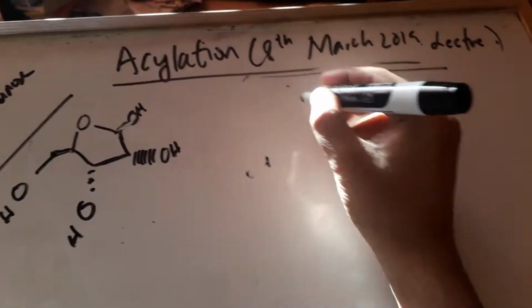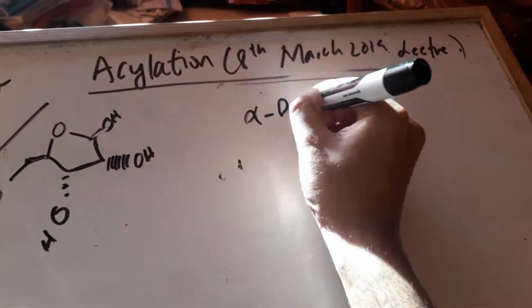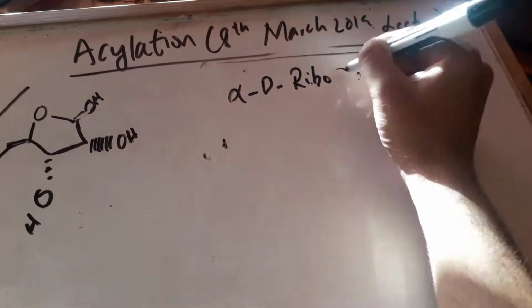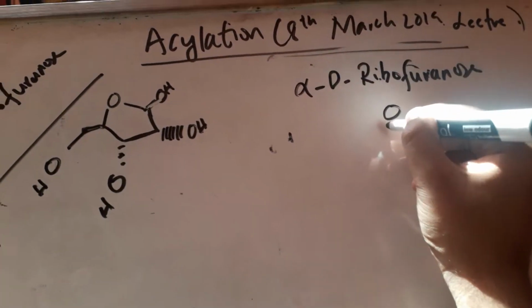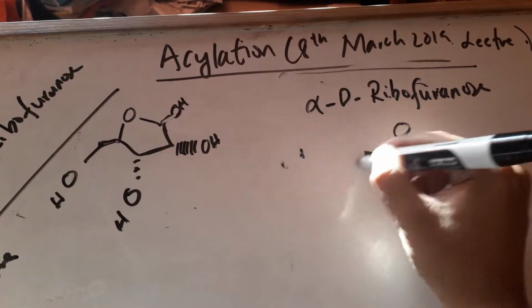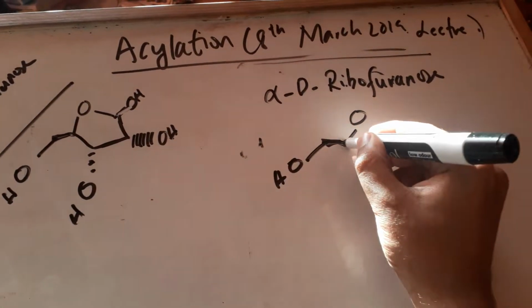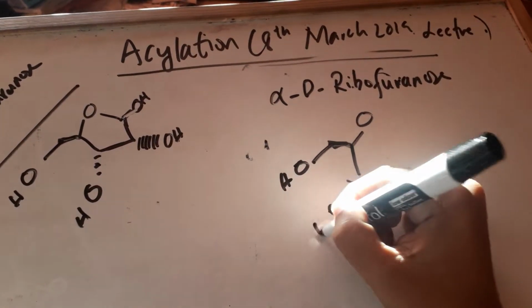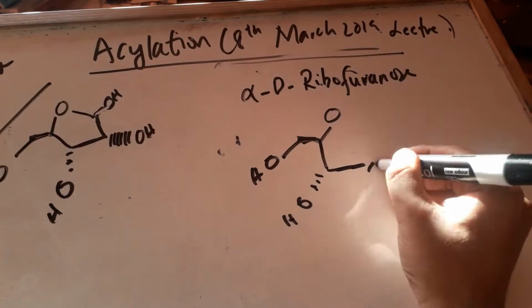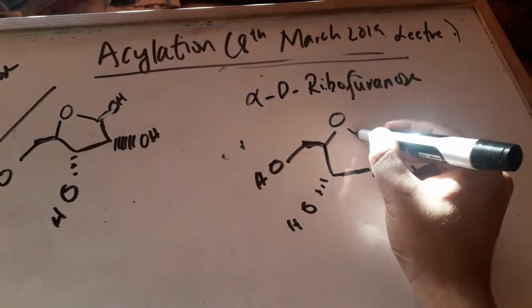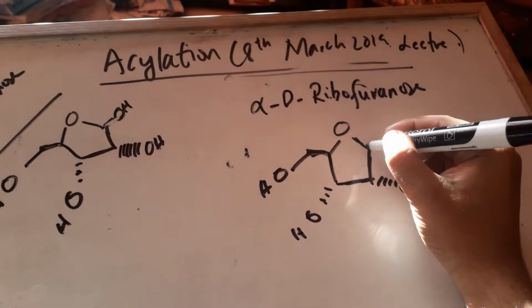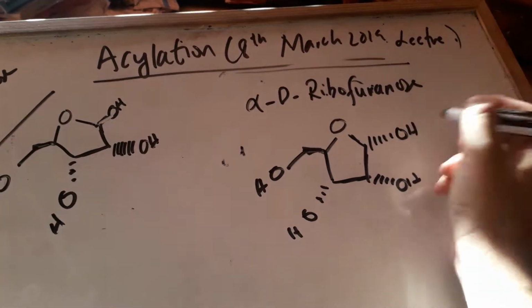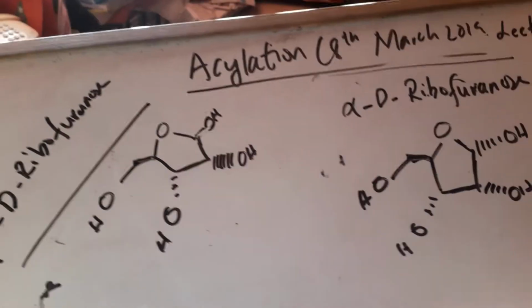is that this is a beta-D ribofuranose, and this one is pointing towards us. We can also do an alpha-D furanose, which is basically everything else the same, except this one. So instead of pointing towards us, this one points away from us.